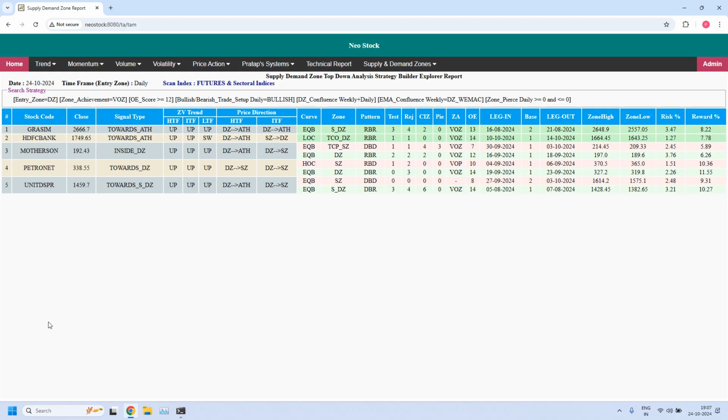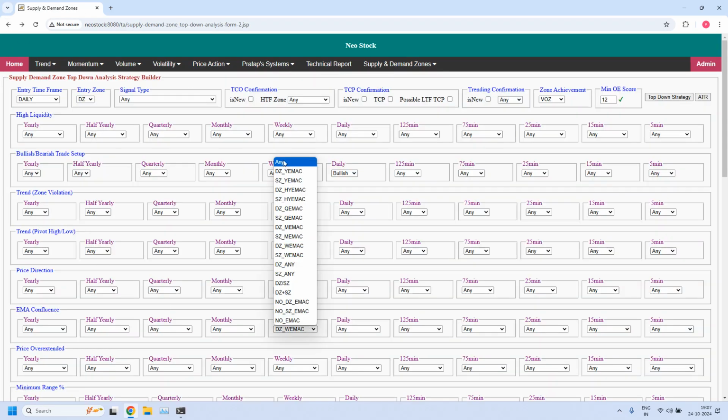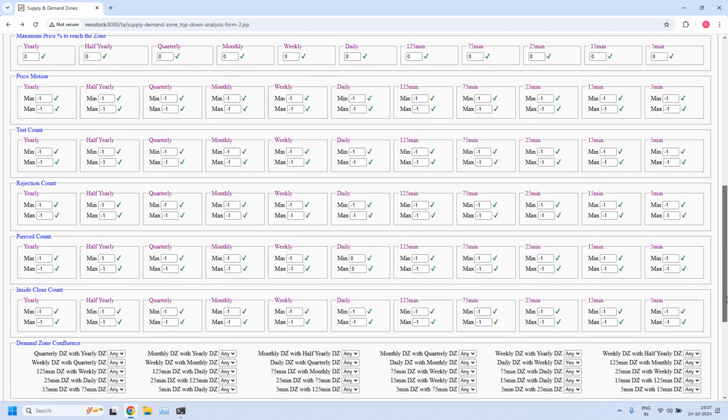Okay, next let us look for LTF, ITF, HTF demand zone confluence. I am removing the EMA filter. In the demand zone confluence, 3 filters we should set. Already 1 filter is enabled, that is daily demand zone with weekly demand zone confluence. 2 more filters: daily demand zone with monthly demand zone confluence, and weekly demand zone with monthly demand zone confluence are also enabled.